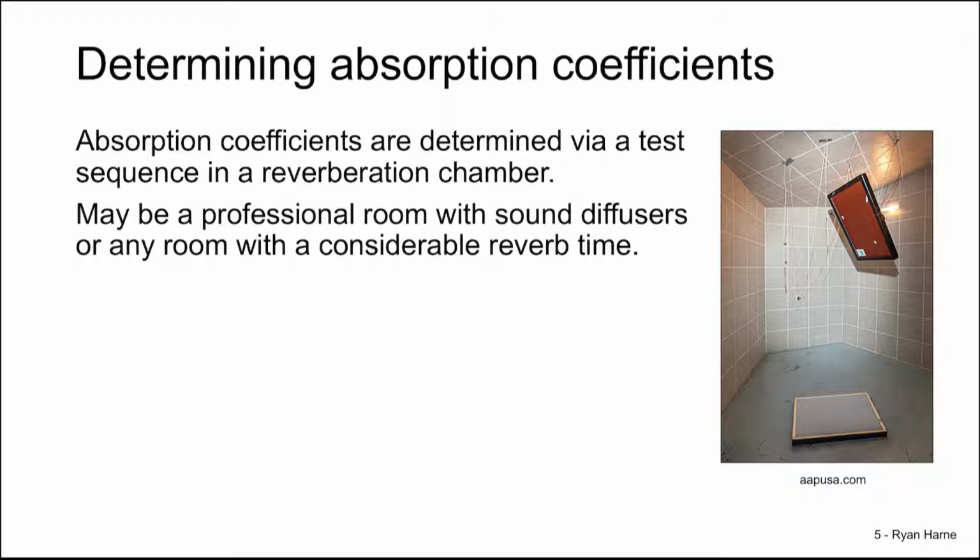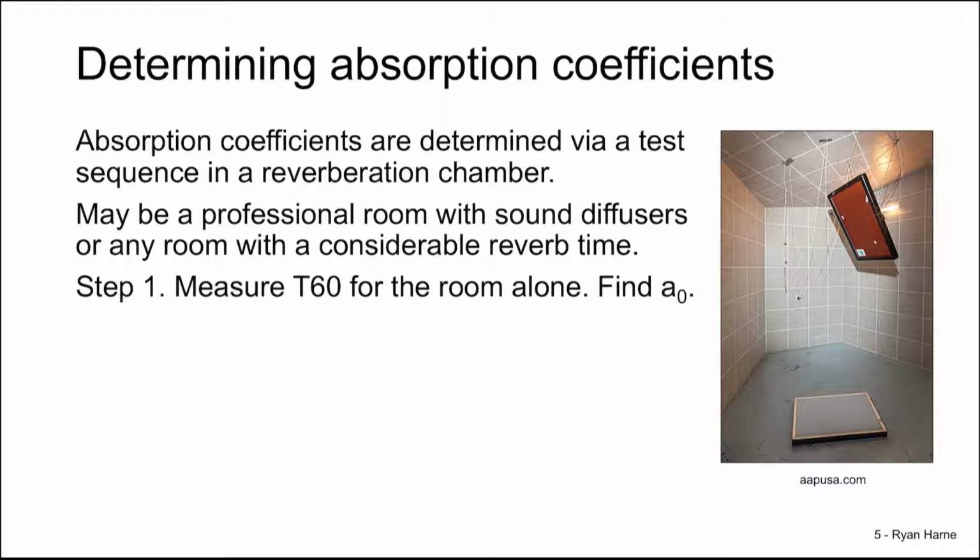Just pull back the shower curtain, take out any soft bathroom mats, and all of the surfaces in that bathroom are likely very reflective with low absorption coefficient, making this test as accurate as possible. The first step in this test is to measure the T60 for the room alone. This gives us a value of the total room absorption coefficient that we'll call A0.